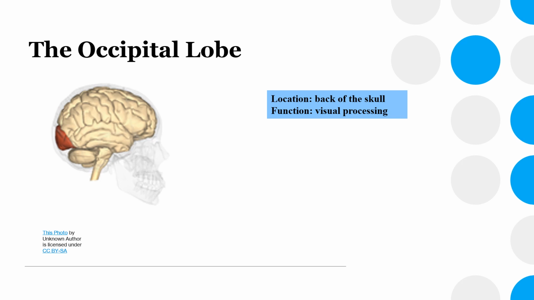So my final region of the brain, we're finally here. It is the occipital lobe. You can find this at the back of the skull. And as you can see, it's right here, located at the back of the cerebrum, back of the skull right there. Now, the function of the occipital lobe is visual processing and interpretation. It involves color interpretation, facial recognition, and memory.